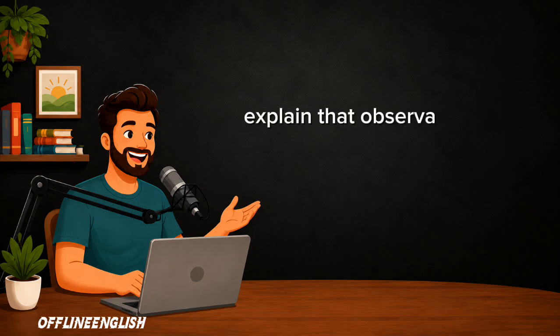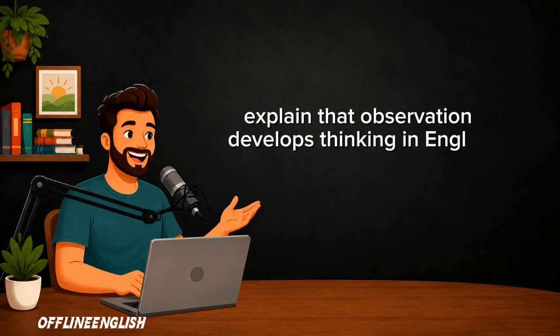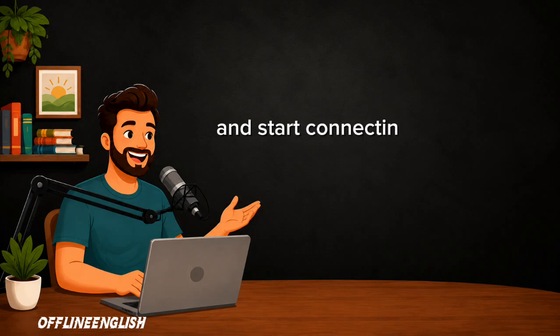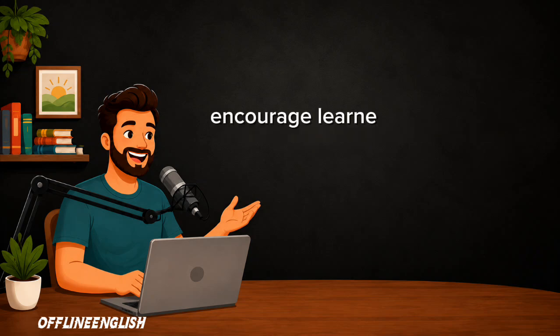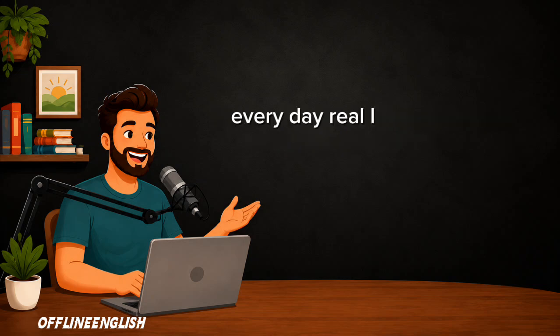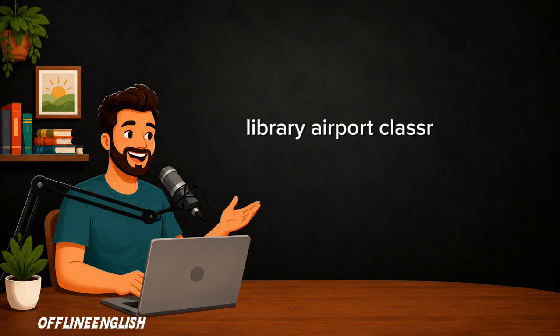Explain that observation develops thinking in English because learners stop translating and start connecting language directly to what they see. Encourage learners to describe everything around them every day. Real-life example: describe a coffee shop, library, airport, classroom, shopping mall, office, or park in rich detail.